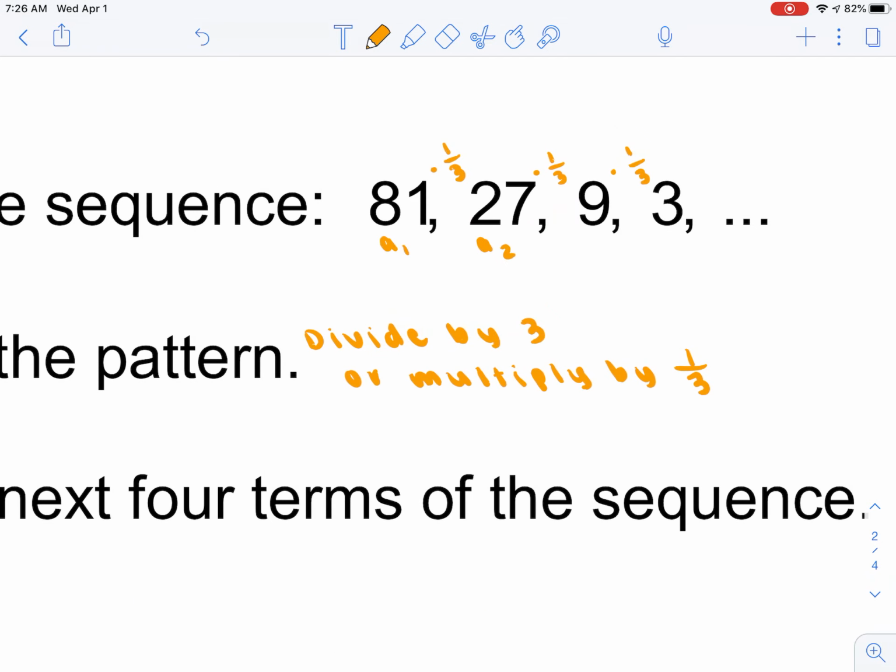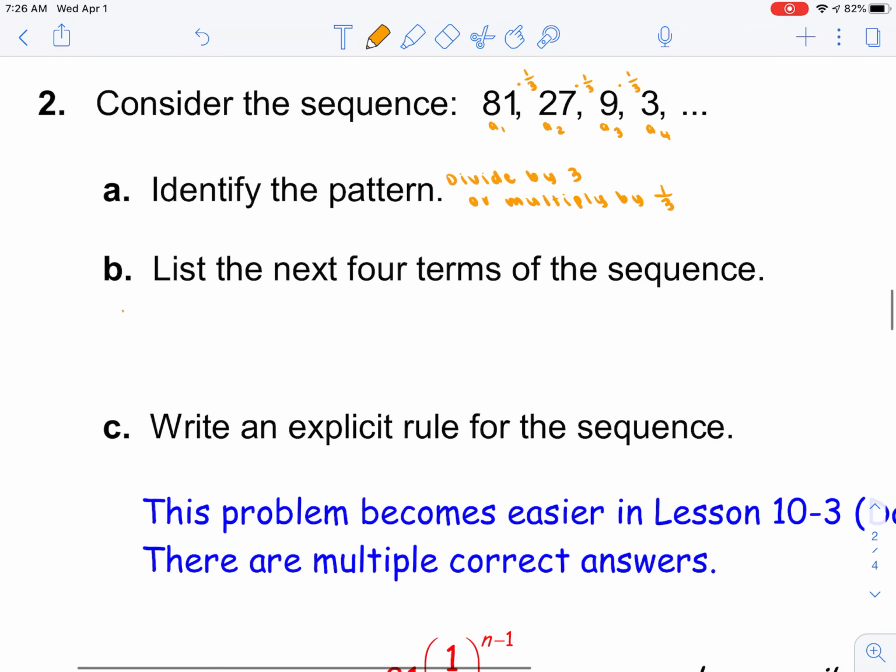Now, if I wanted to write the next 4 terms of the sequence, again, think of this as a sub 1, a sub 2, a sub 3, a sub 4. So if I wanted to find a sub 5, I need to take 3 and multiply it by a third. So I would get, I'll show that work, a value of 1. And then if I wanted to find a sub 6, I would have to take 1 and multiply by a third, and I'd get a third.